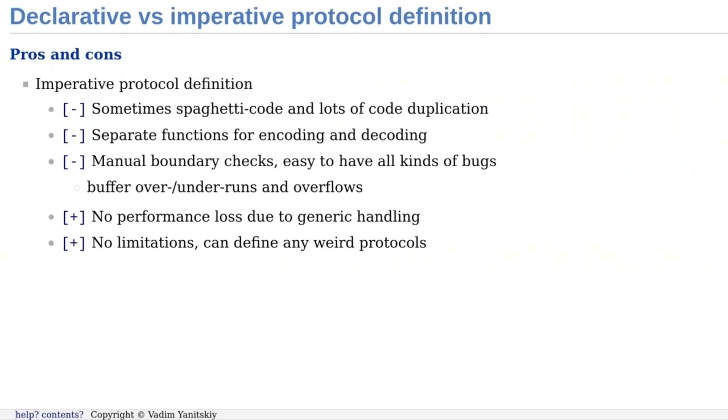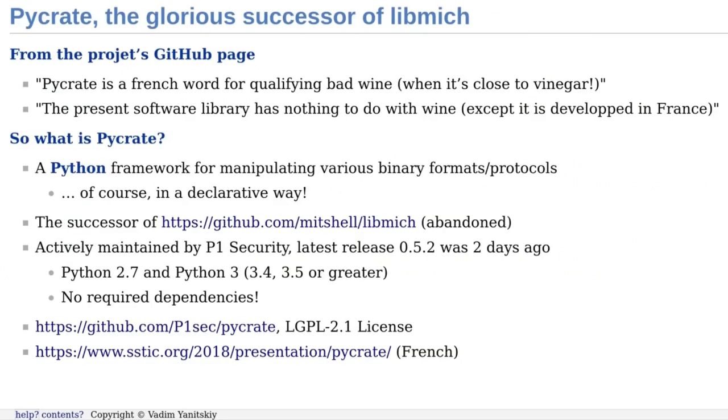Sometimes you see some spaghetti code and lots of code duplication in imperative code, and you often have to define separate functions for encoding and decoding, as I already mentioned, and you have to take care of all possible buffer overflows, underruns and overruns. And from the positive sides here is, of course, performance, as I already mentioned, and no limitations. You can implement any weird protocols in C and in other languages with this imperative protocol declaration.